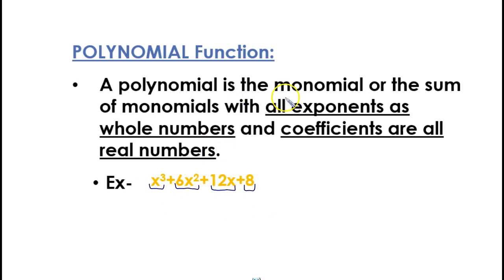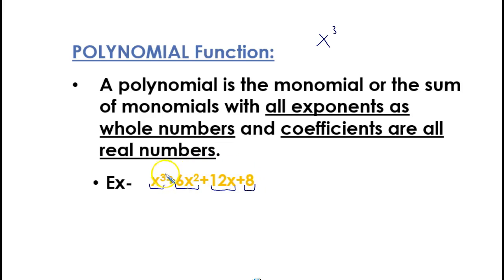A polynomial can be a monomial itself. So if I had x to the third, that's a monomial. That would be a polynomial just by itself. But if I also have a whole bunch of monomials that are added or subtracted together, then it could still be a polynomial function, okay?